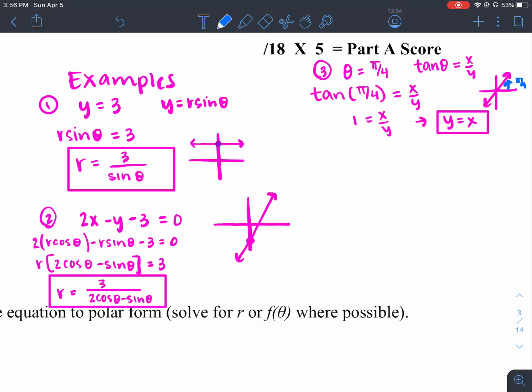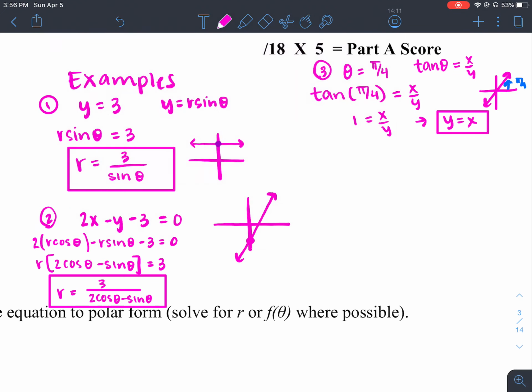So not every line is more complicated in polar, but most lines are. So that theta line, any line that goes through the origin and has that nice angle, is going to be pretty easy to write in polar. But we can convert it to our rectangular as well.